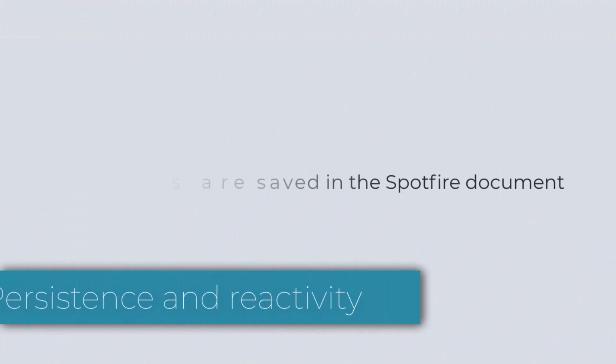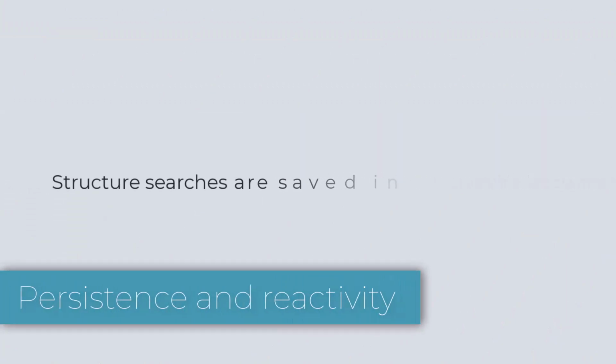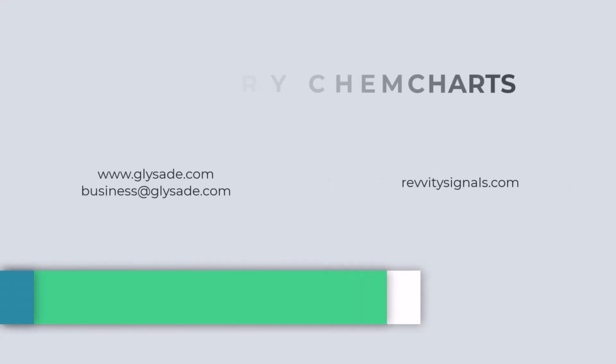All of the structure search items are saved as part of the Spotfire document, so if you reopen the document, all of the structure searches will be present. If new rows are added or the molecules in the data table are modified, the structure searches will be rerun to reflect those changes. Thanks for watching.